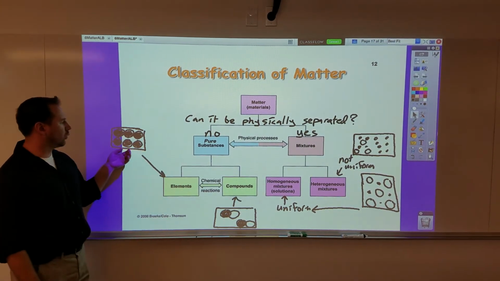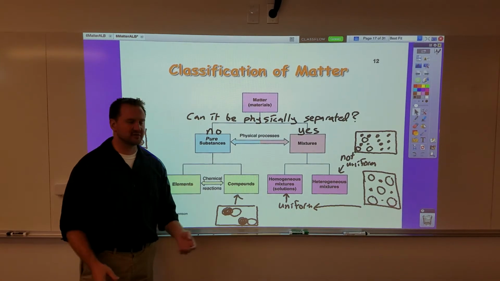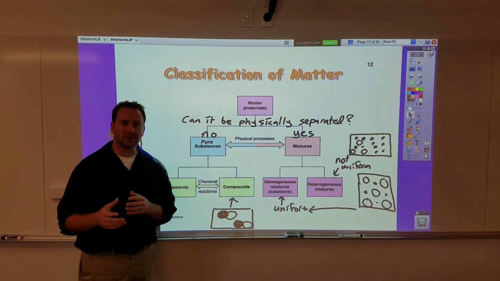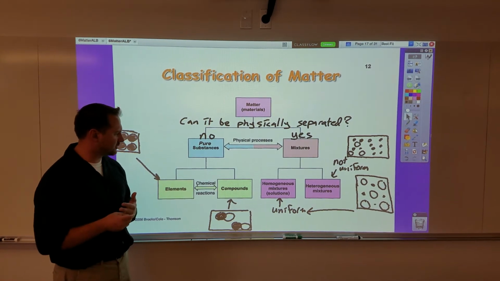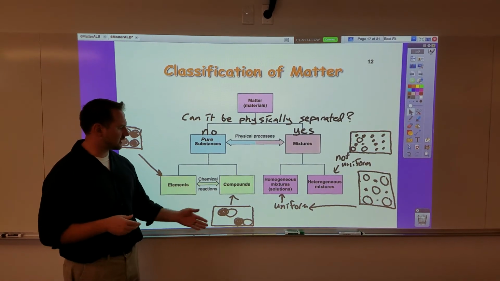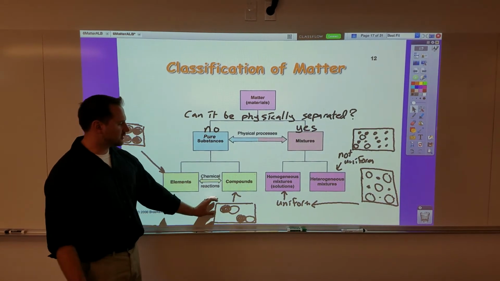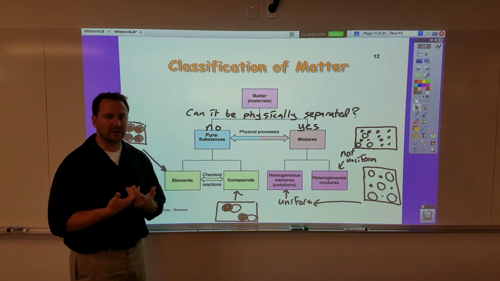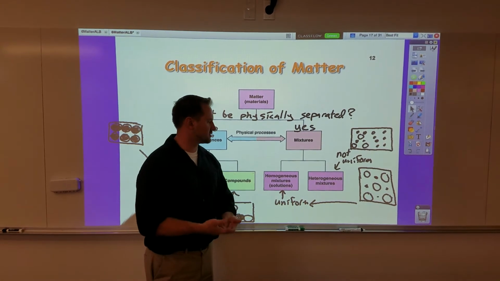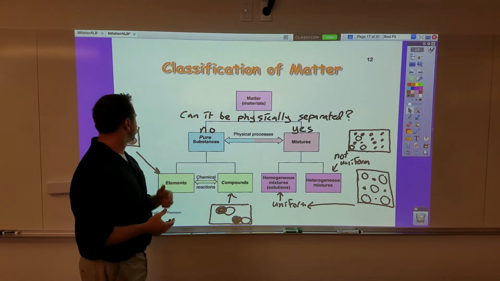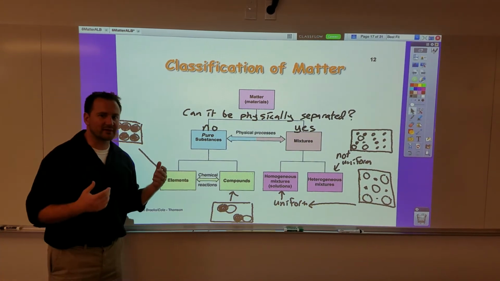Elements consist of only one type of atom, while compounds consist of more than one type of atom that's chemically bound. So a commonly asked question would be, well, what's the difference between a homogeneous mixture and a compound? The difference is, even though they're both uniform in composition, the compounds are chemically bound to each other, whereas the mixtures are dispersed. So, examples of elements you could find on the periodic table.